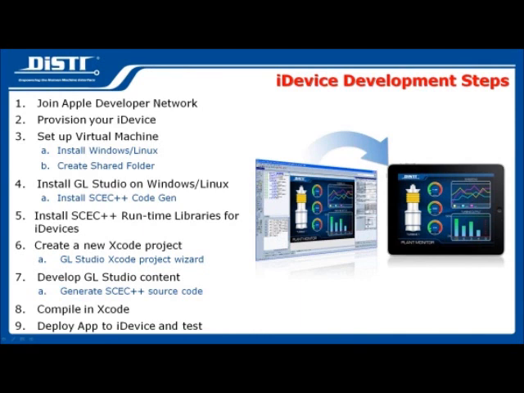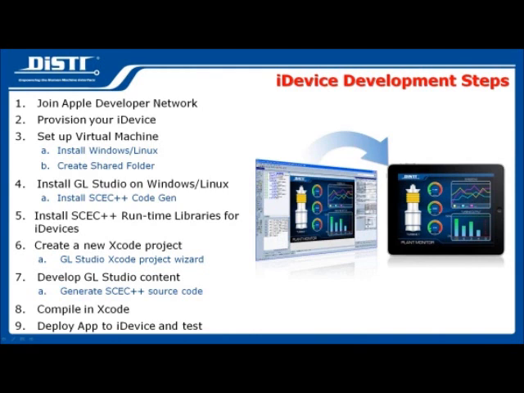The next step will be to actually install GL Studio on that Windows or Linux box along with the safety-critical code generator. And then we can install the safety-critical C++ runtime libraries for iDevices on our Mac. What that's going to do is give us, of course, the runtime libraries, and it will give us a collection of Xcode project wizards that we can use to get up and running from the ground really quickly. And I'll be showing you exactly what that entails in just a moment.